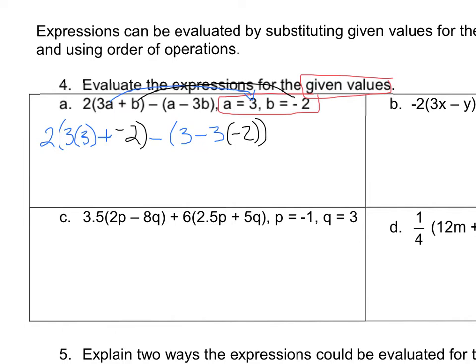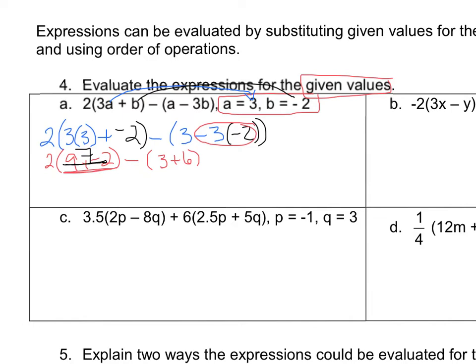So now we're just going to simplify this. So we know order of operations, I have to do inside the parentheses first, and then inside the parentheses, I have to actually do the multiplication first. So 2 times 3 times 3 is 9 plus negative 2. And then I'm just going to bring down the rest, minus 3. So what's negative 3 times negative 2 is a positive 6. So now 9 plus negative 2 is the same thing as saying 9 minus 2, which is 7.